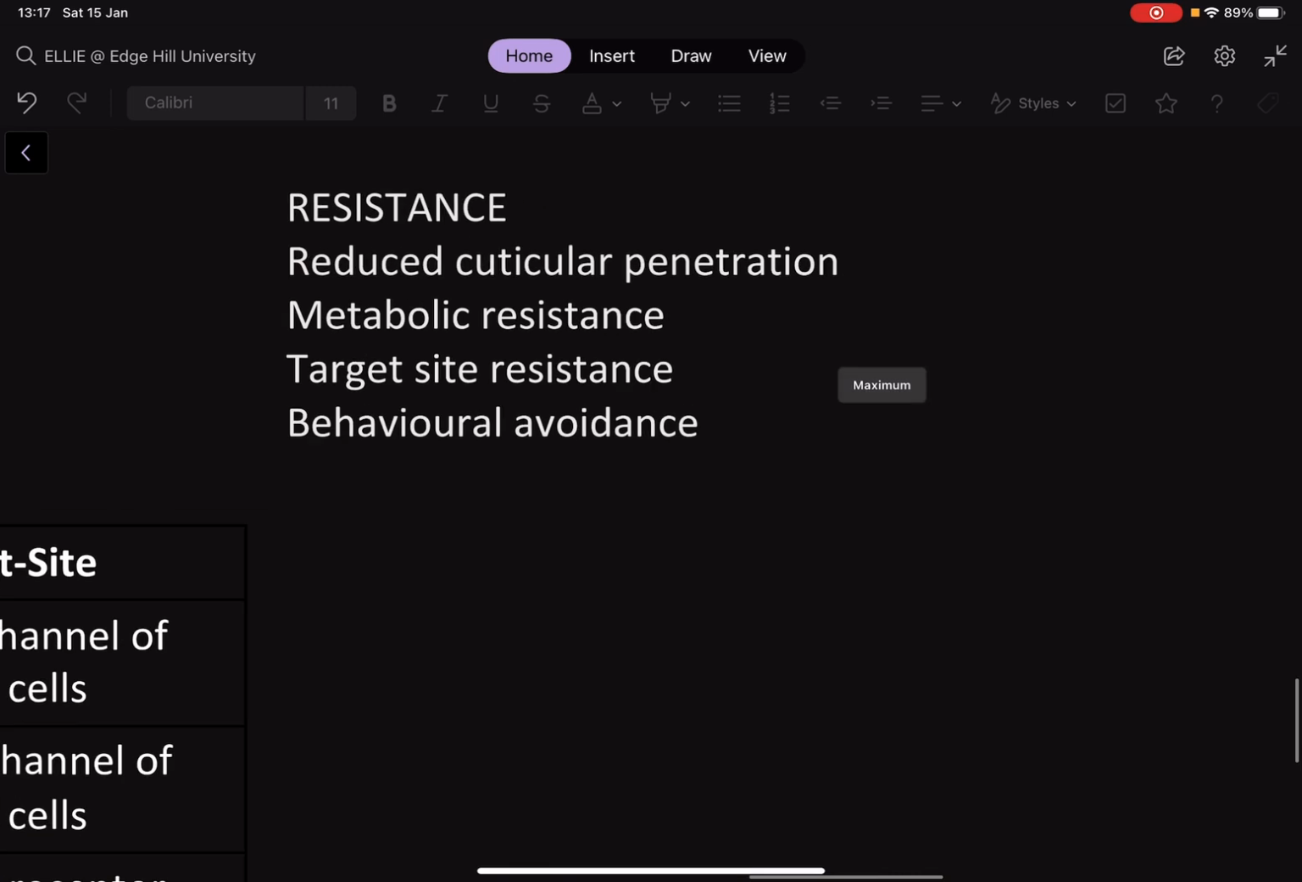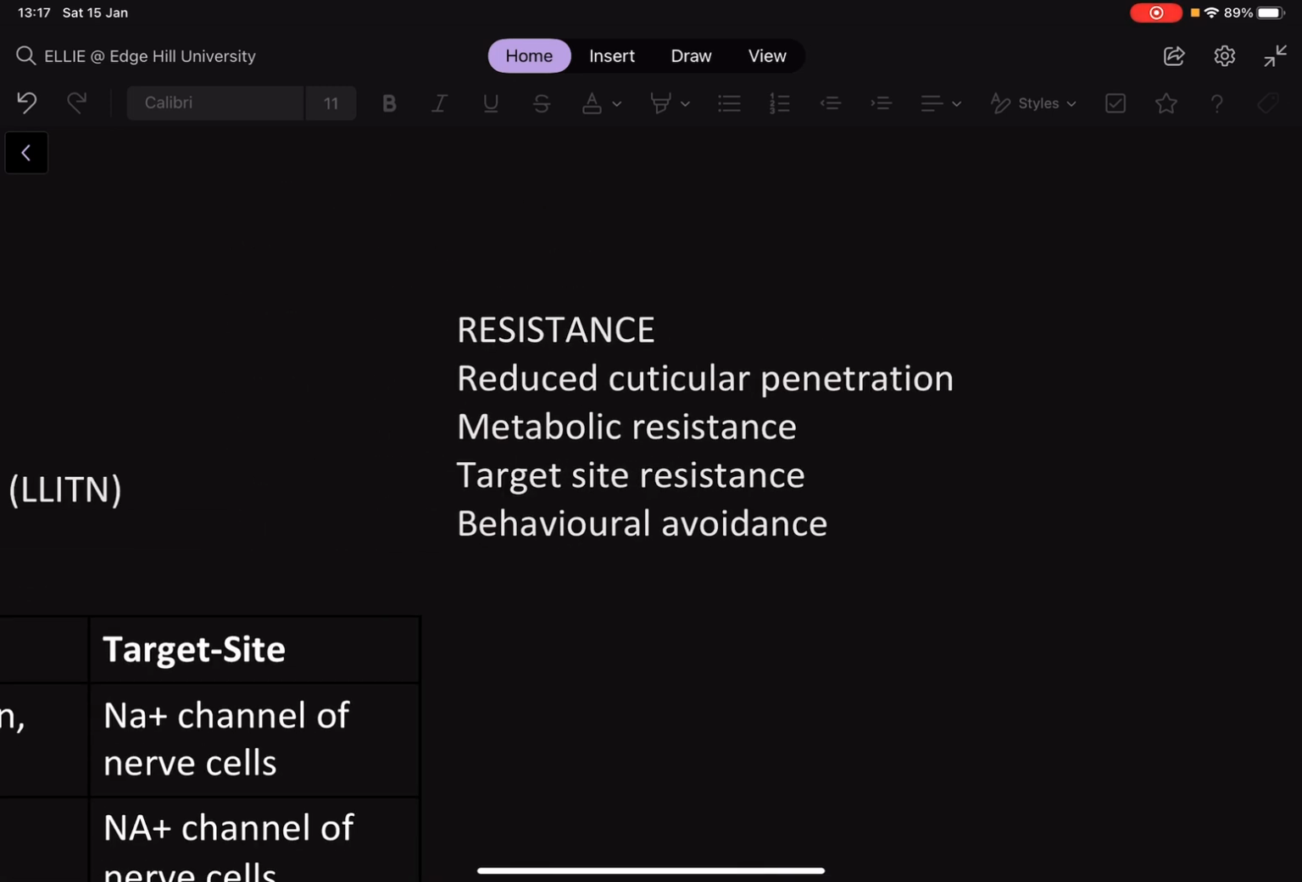The only issue is with insecticides, much like with antibiotics, there's resistance. So some mechanisms that mosquitoes have developed to resist against insecticides are thickening the cuticle, so there's reduced cuticular penetration of the insecticides through the sort of skin of the mosquito. There's increased metabolic resistance, so the metabolism breaks down the insecticide. You have target site resistance, so where these insecticides target have mutated and changed structure, so they no longer are complementary and can't affect it.